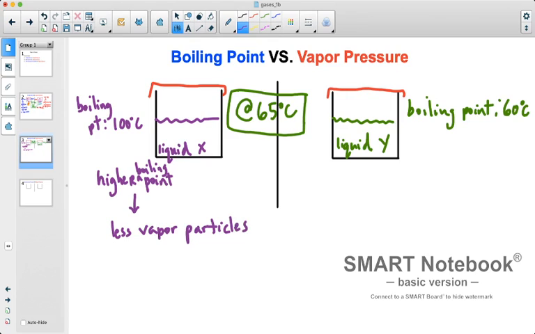So in this situation, if I were to draw the particles, if I could see inside the liquid, I'm going to have definitely more liquid than I am vapor. Now, the less vapor that hangs above the liquid, we're going to see that it has a lower vapor pressure.